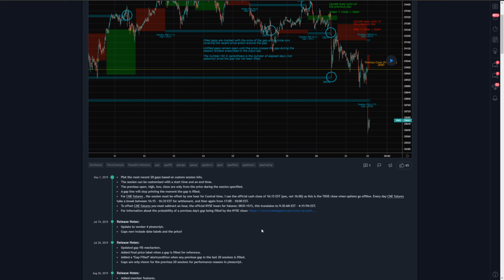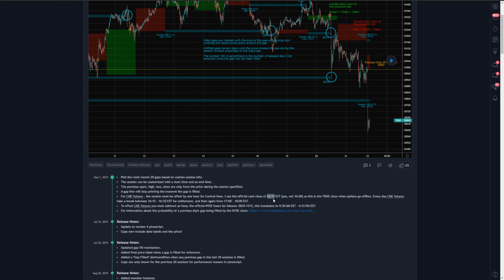So for CME futures, the session window that is of interest for USA equity index futures is the 9:30 a.m. open Eastern Time to the 16:15 or the 4:15 p.m. close, and specifically 16:15. This changed at some point when they started offering options that extended into 15-minute post-market.